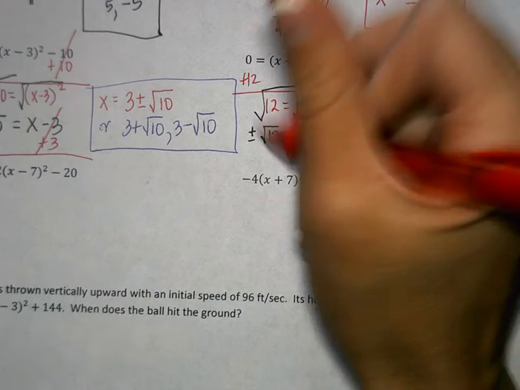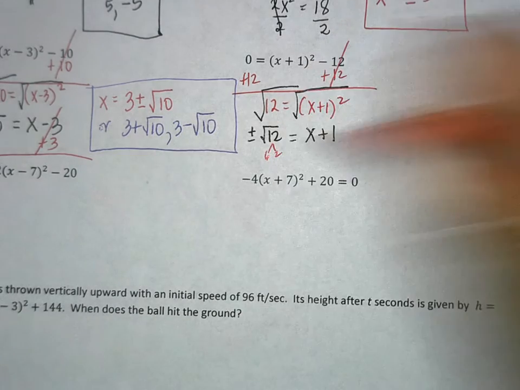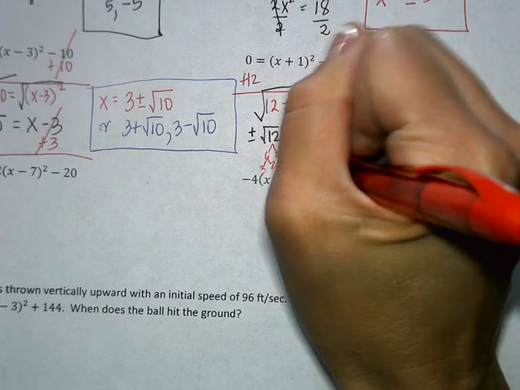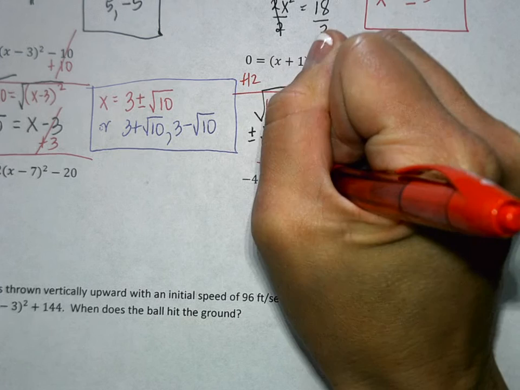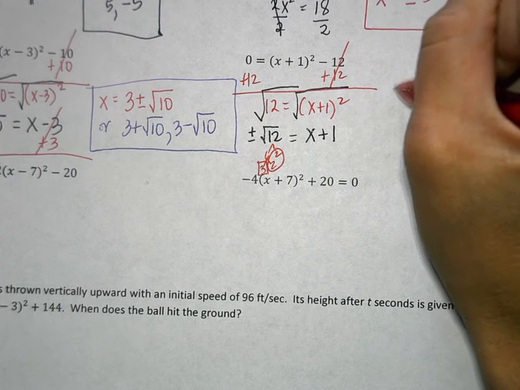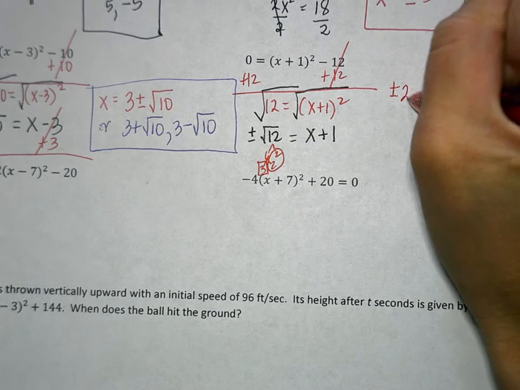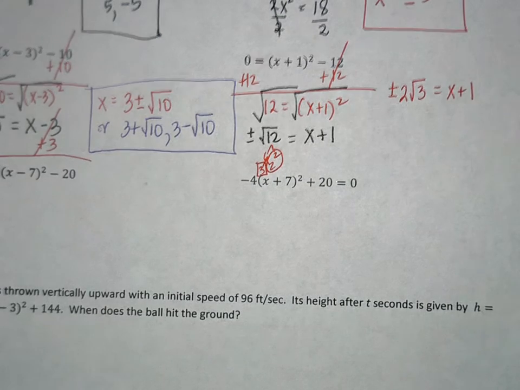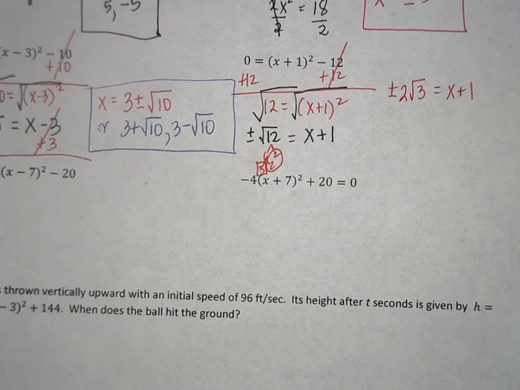6 and 2. Okay, 6 and 2. And then 6 breaks down to? Good. And so we have a pair of 2's with the 3 left over. Are you guys remembering this? Okay, so when I rewrite this now, it's going to be plus or minus 2 root 3 equals x plus 1. If you can simplify your root, you need to simplify it.